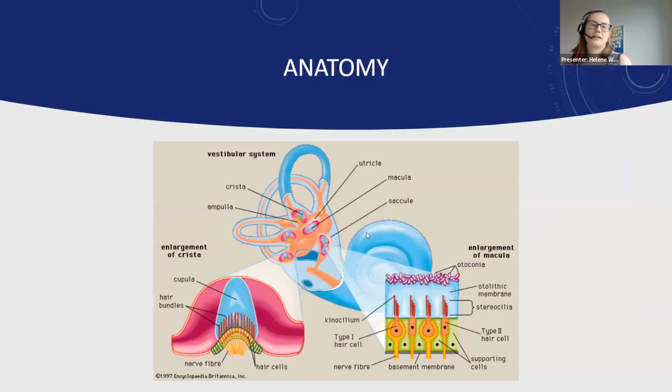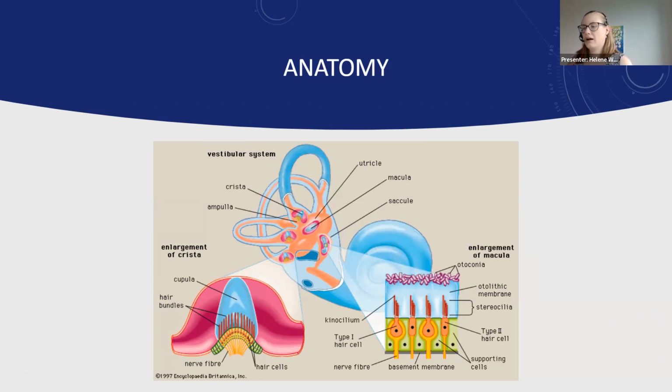In previous presentations, we've chatted about hearing function and the cochlea, but today we want to look at the vestibular system. The vestibular system has 5 main parts: the otolith organs, so the saccule and the utricle, and then the 3 semicircular canals. And we've got an image here showing the different structures within those particular parts.